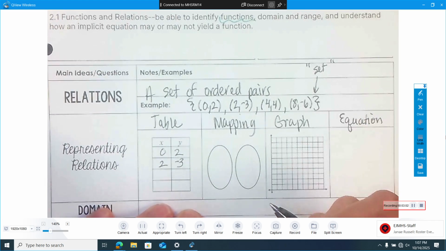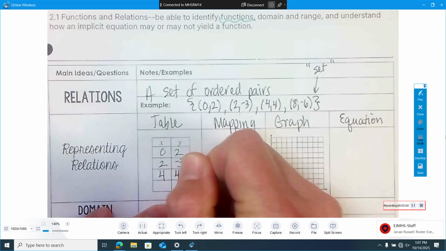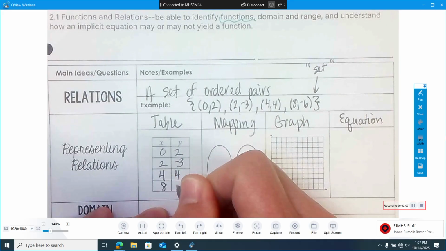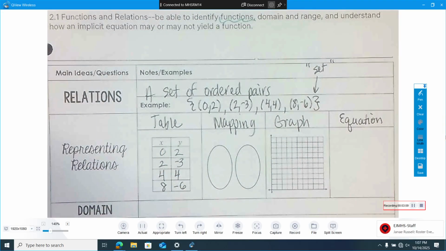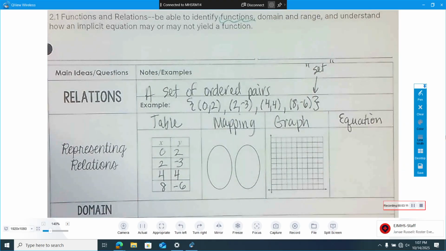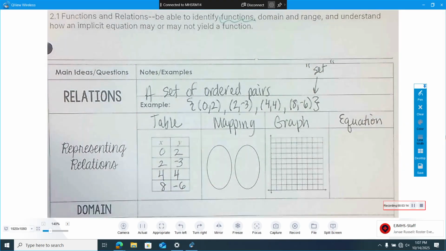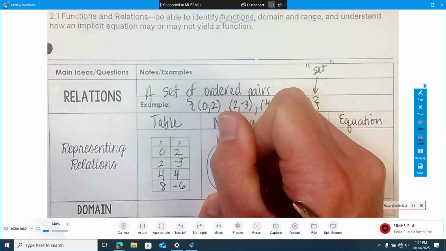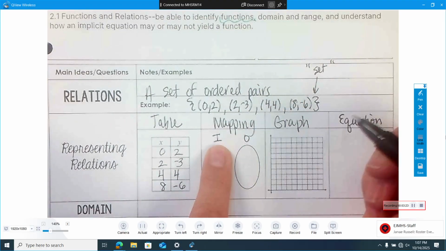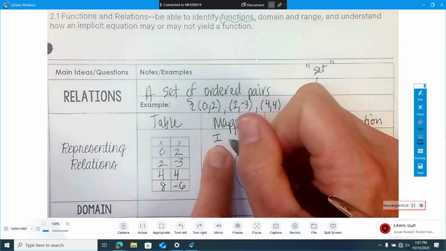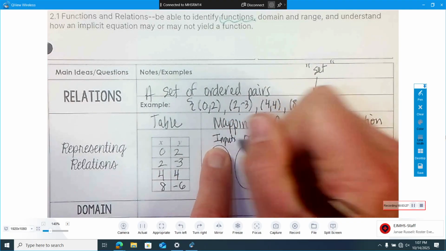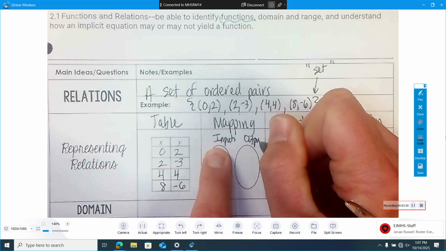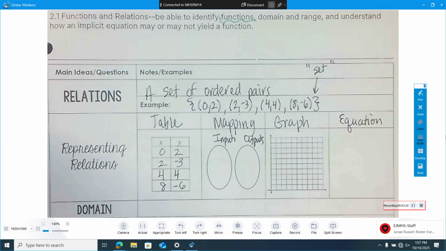That's his own. (4, 4), and (8, -6). So I can present them using set notation, a set of ordered pairs, or I could present them in table format. I could also present them using a mapping diagram where I'm just going to call this I and O. What does the I stand for? Inputs. Inputs and outputs. If you wanted to, we could put X and Y, same thing, doesn't matter.